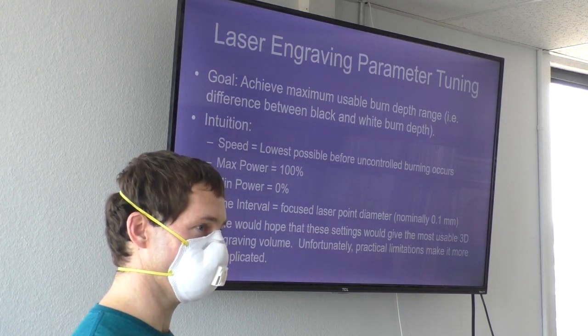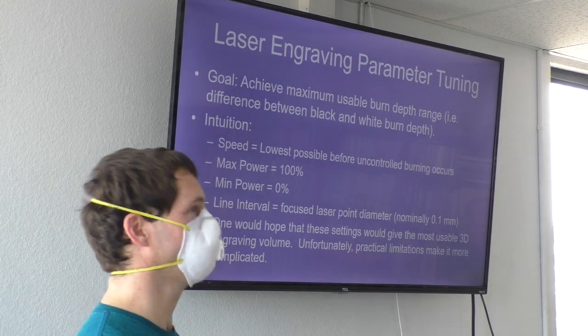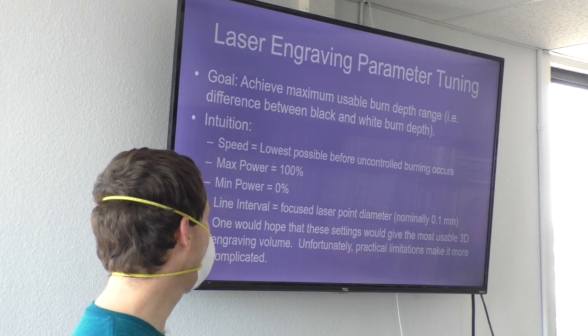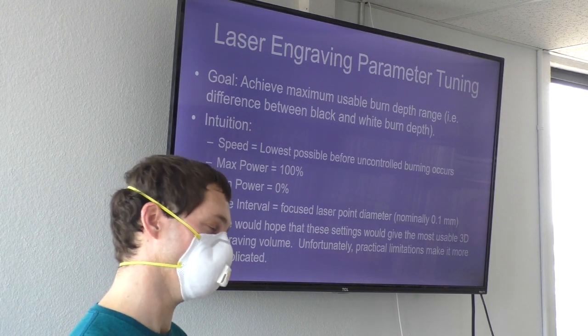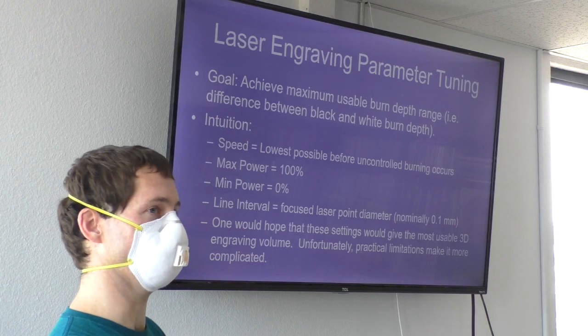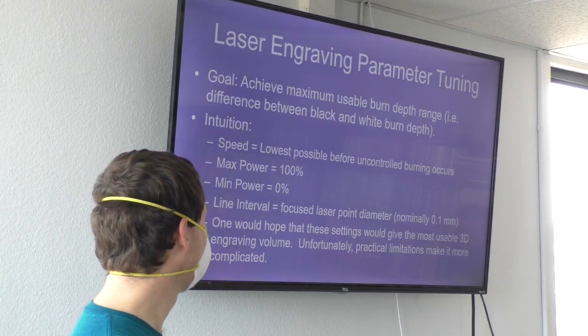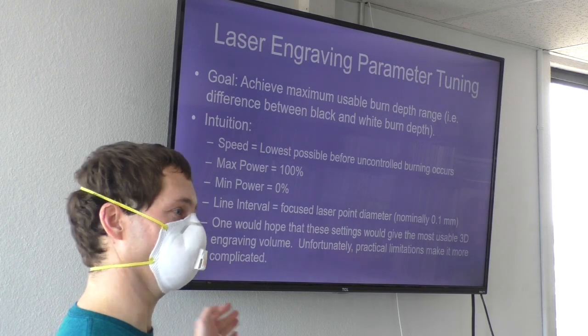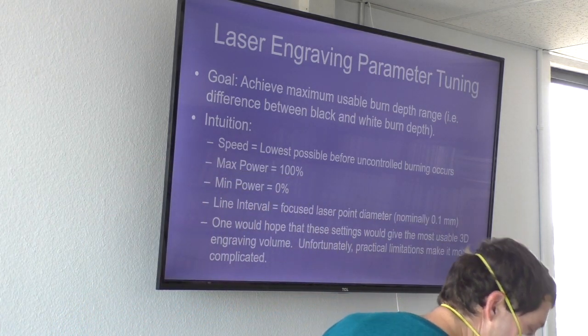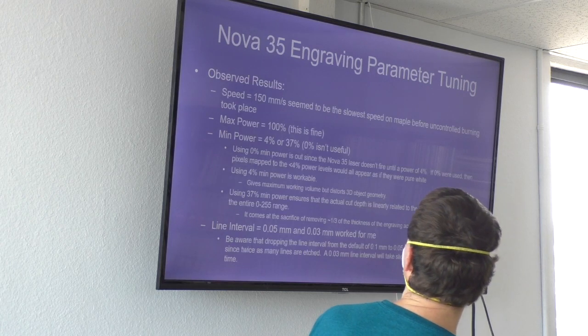You want the max power at 100%, and theoretically you'd think min power of 0%. I want the laser off when it's white. And the line interval you'd set to be the size of the laser dot, theoretically, so you don't have any unnecessary overlap. And you would think that this would give you great results. Unfortunately, physics and mechanics of the laser cause problems.